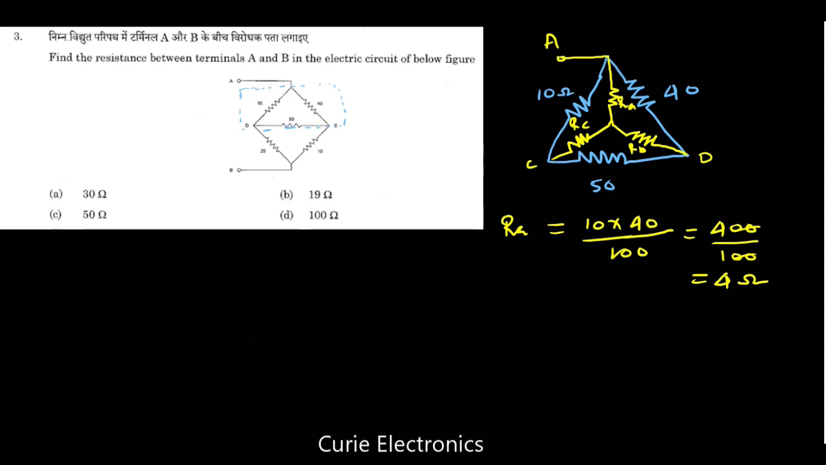You got 4 ohm. What about RB? Similarly, RB is connected in between 40 ohm and 50 ohm. So again 40 multiplied by 50 upon the sum of all resistors, that is 100. So it is 2000 upon 100. We get 20 ohms.